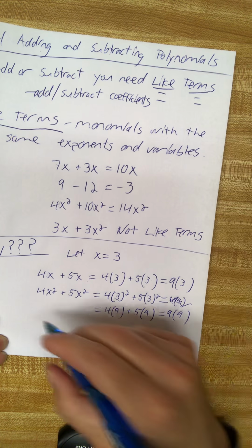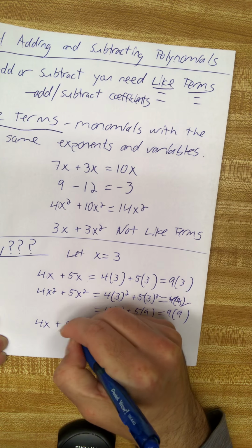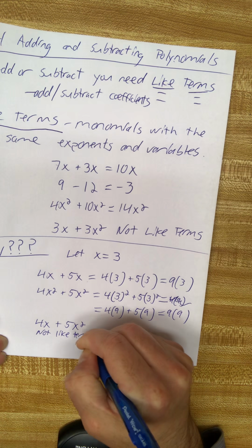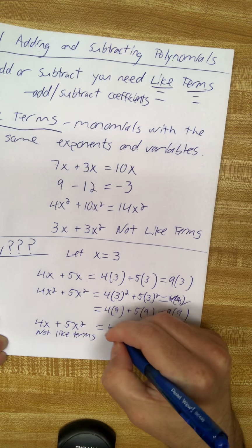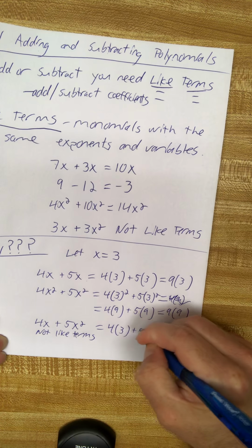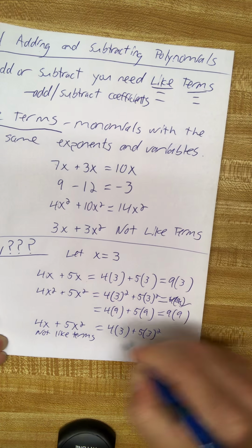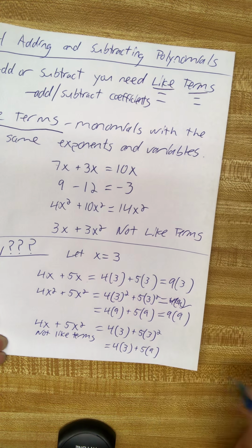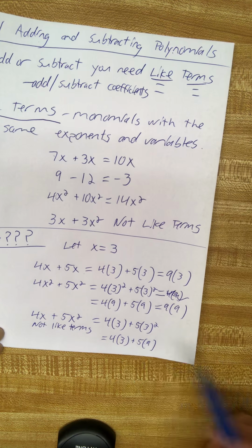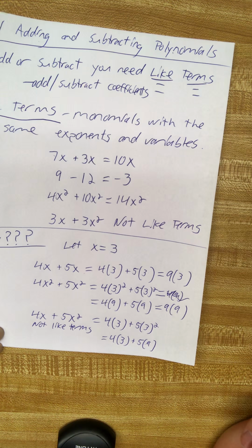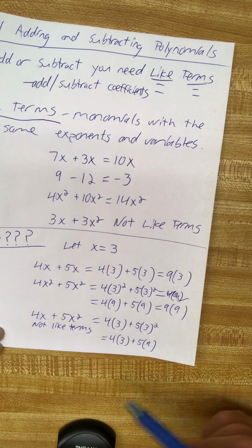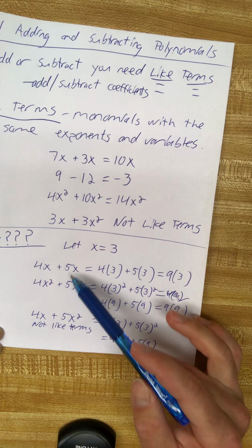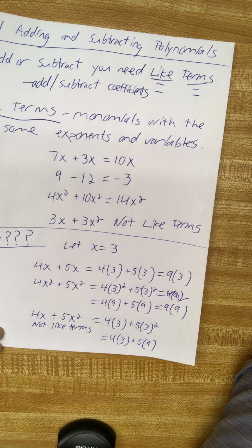Now let's switch this up and say I have 4x plus 5x squared. These are not like terms. That means I have four 3's plus 5x squared, so I really have four 3's plus five 9's. I can't combine that, they're not the same values. That's why we need like terms. It has to be the same variable with the same exponent. We're mainly going to focus on x squared, x, and some constants.